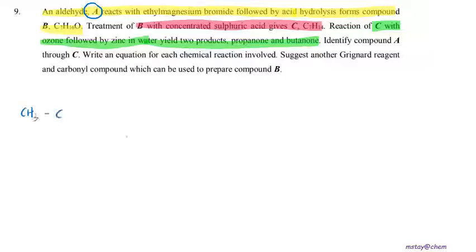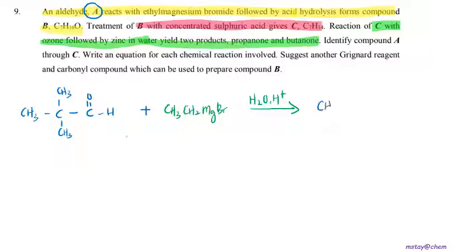So CH3, CH3, CH3, and then C double bond O, H reacts with the Grignard reagent CH3, CH2, MgBr, and then followed by hydrolysis, H2O, H+. So as usual, I will always start from the carbonyl compound, CH3, CH3 methane, and then C double bond O becomes single bond O, and then the H methane, so form two new single bonds.